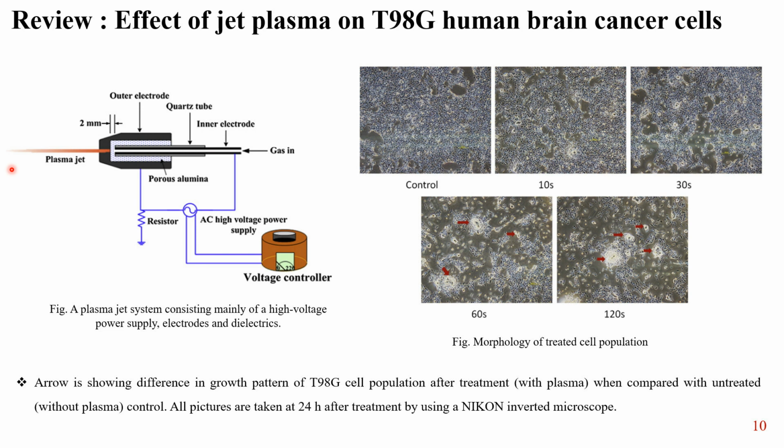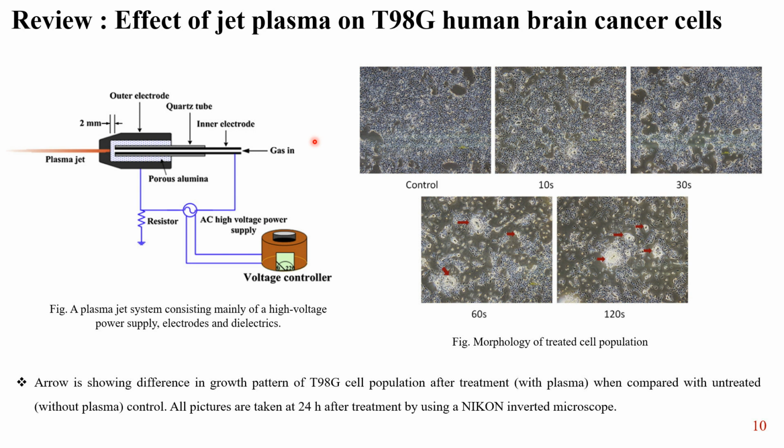The inner electrode is a type of injection needle. This one is the injection needle, and the gas is injected into the injection needle and then ejected through a 1 millimeter hole. In the outer electrode via the porous alumina, cells were treated with jet plasma for 30 seconds and 30 seconds to 120 seconds.